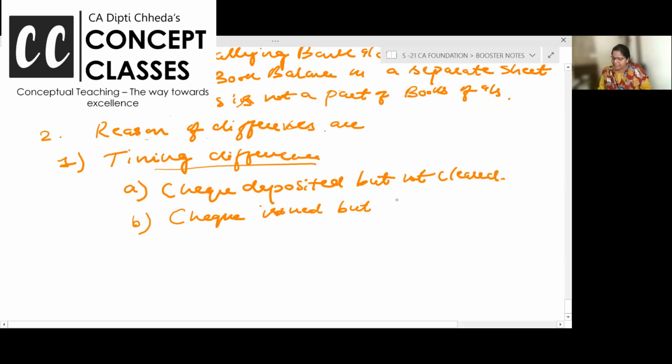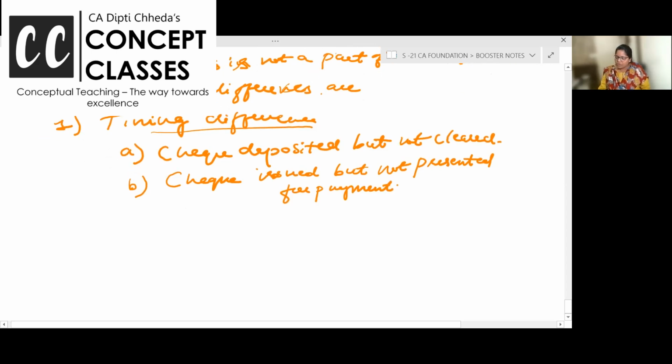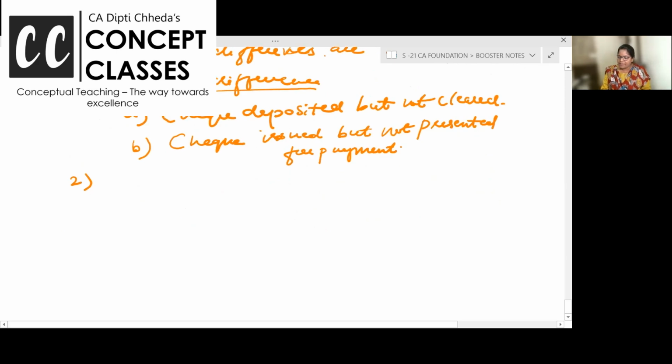Check deposited but not cleared. Check issued. When I issued the check, I credited. But not presented for payment. Check issued but not presented for payment. So this is all about timing difference.